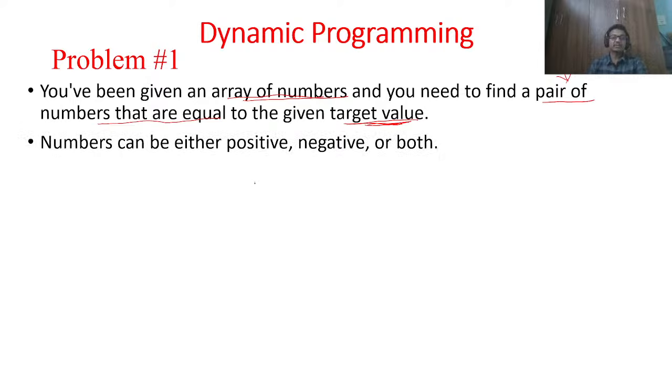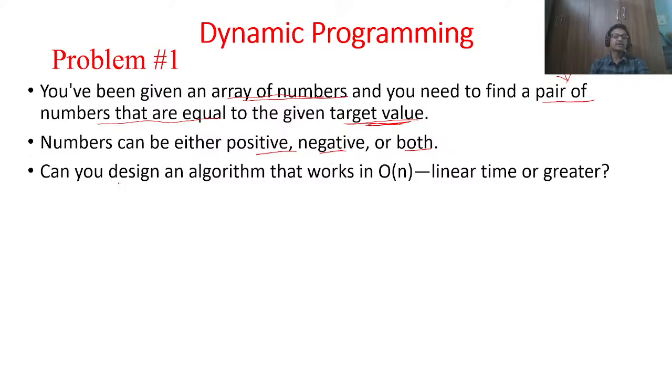Now let us see. Numbers can be either positive, negative, or both. Inside the array, you may have positive numbers, negative numbers, or a combination of these. Then here he asked, can you design an algorithm that works in order of n complexity? That means linear time, which works with a linear time complexity. So we need to work out the algorithm, that means you need to design a solution.